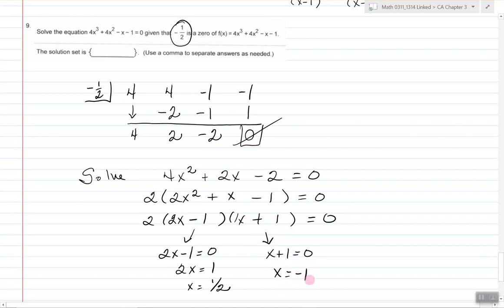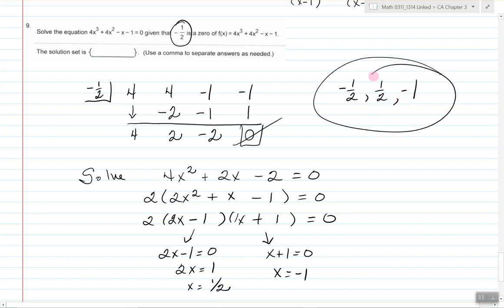My solutions are the given negative 1/2. Then I was able to get positive 1/2 and negative 1 from the depressed polynomial. Those are my 3 solutions.